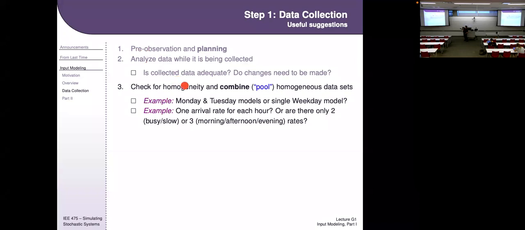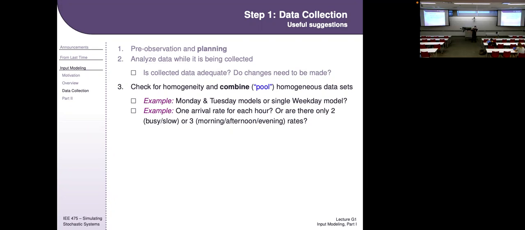Check for what is called homogeneity and pool data whenever possible. So I've talked about this before. This is especially good for inter-arrival data. You might find that you've taken some data on a Monday at a restaurant between 3 and 4 p.m., and you go there on Tuesday between 3 and 4 p.m. Well, if the 3 and 4 p.m. data look very similar on both days, then it may not be worthwhile to have a separate Monday model and a Tuesday model. You can just have a weekday model, and you can take all of that data together, and that will make a better fit.